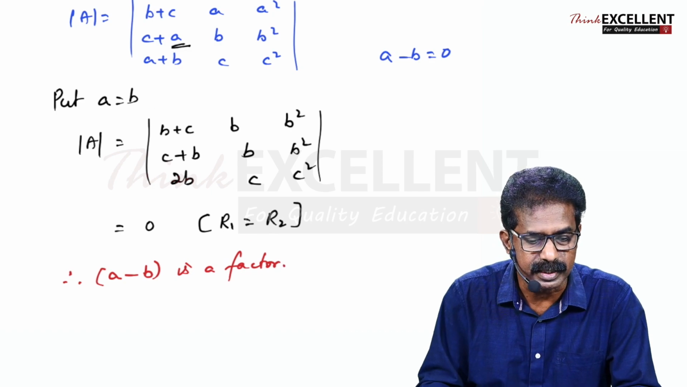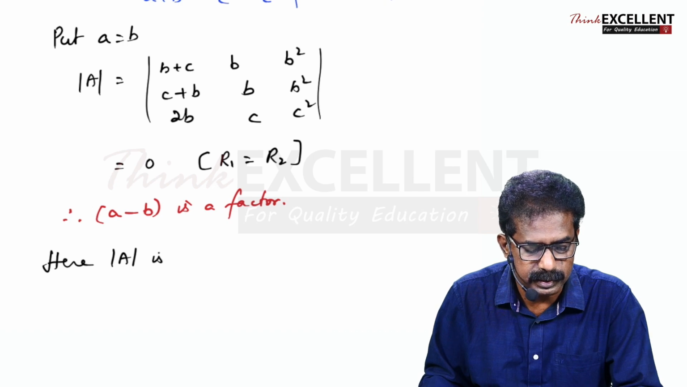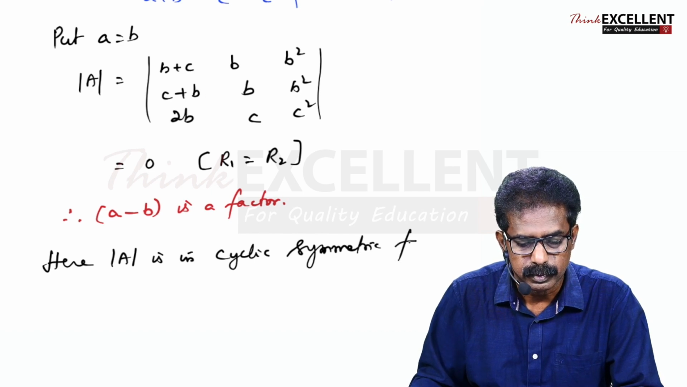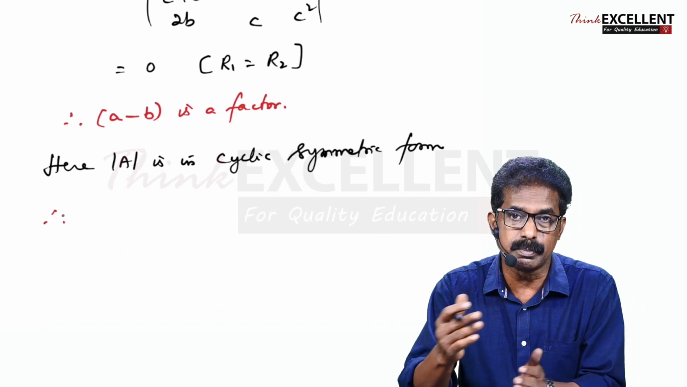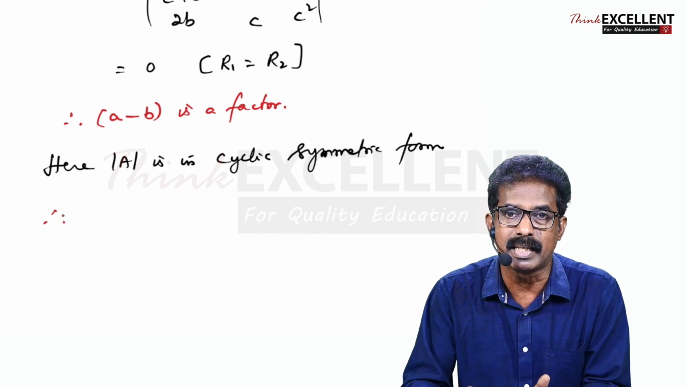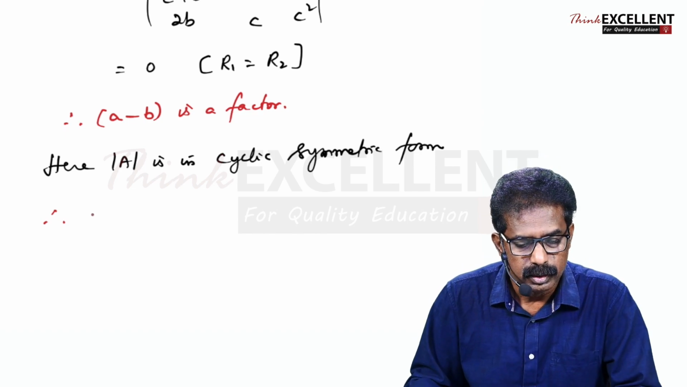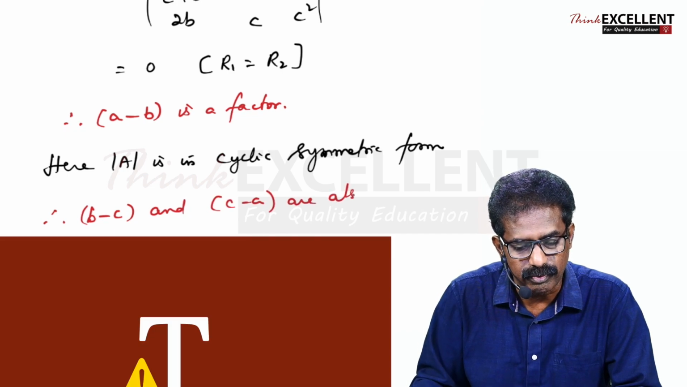Before writing the other factors, you can say here the determinant is in cyclic symmetric form. So therefore the other two factors: A minus B is a factor, so what's the other factor? B minus C. What's the next one? C minus A. A, B, C, A cyclically. So therefore B minus C and C minus A are also factors.